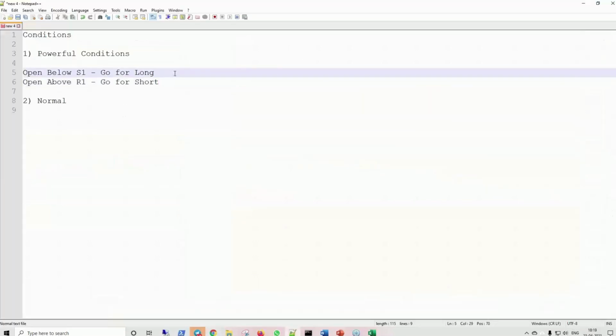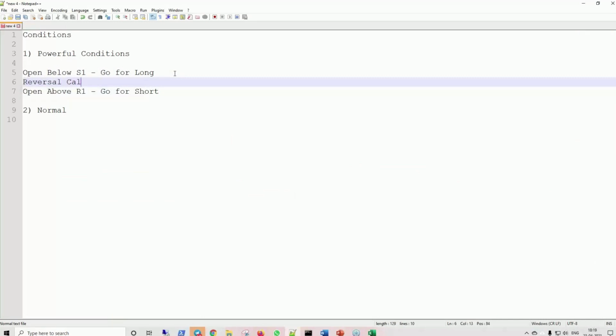So if open is below S1, wait for reversal candle. So in this case, we are expecting a green candle, right? A green candle or a doji. And wait at S1 or lower. So there is a trick. This I'll explain a little later. Wait and enter at S1 with SL of S2 for pivot.